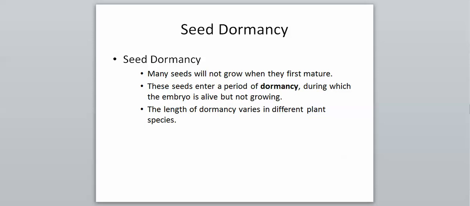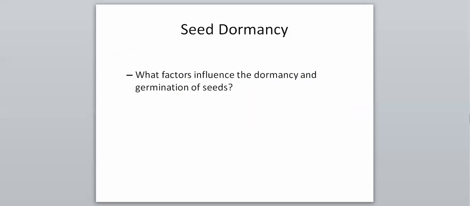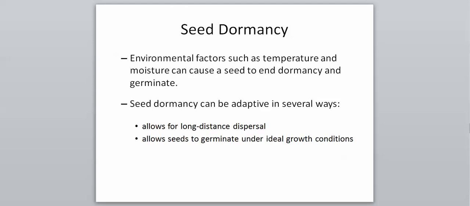The length of the dormancy varies in different plant species. Not all plants do the same things, because they don't all have the same needs. So we're going to talk about some different factors that might influence dormancy, what influences the dormancy and germination of seeds. Environmental factors such as temperature and moisture can cause a seed to end dormancy and germinate. Let's say a seed gets dispersed in the middle of summer and there's not enough nutrients, not enough water around for it to grow, so it's going to go dormant until those rains come, until the temperature eases up a little bit, and then it'll start to grow or germinate.